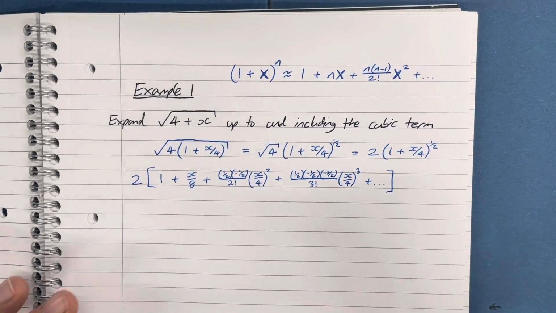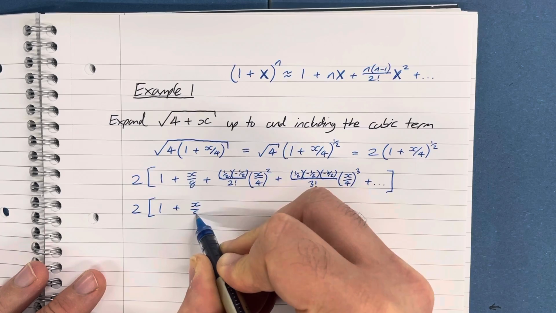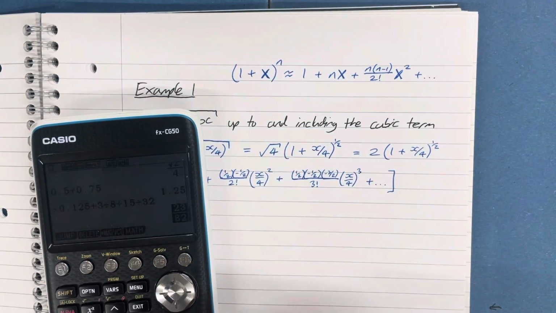Now we're going to simplify all the terms. Again, just leave the 2 where it is. We've already simplified the x/8. Now we've got this thing to deal with. So again, I recommend getting a calculator out for this.